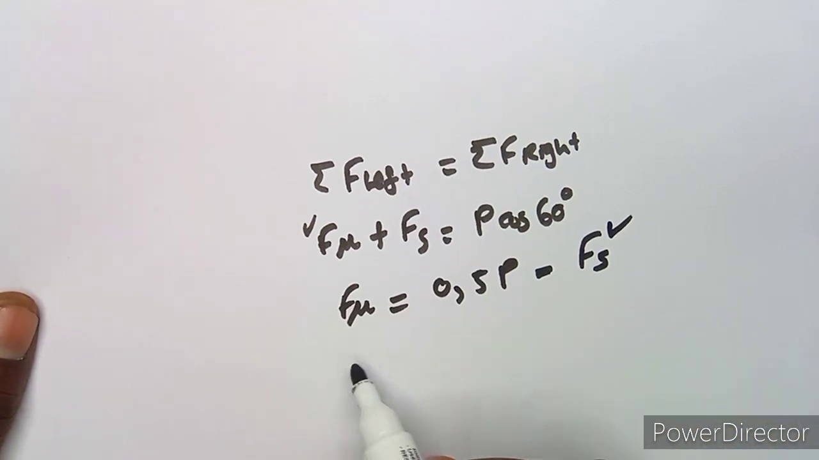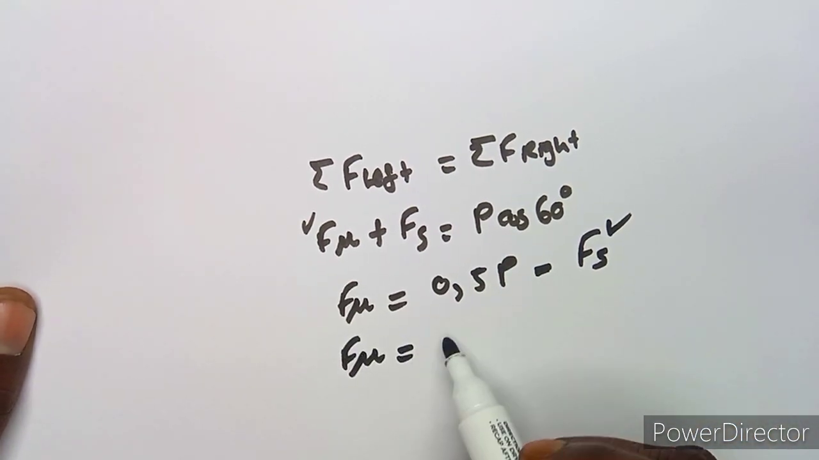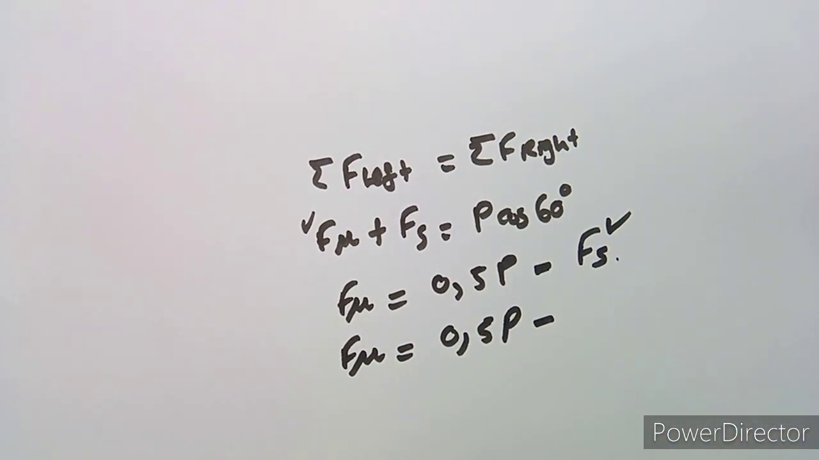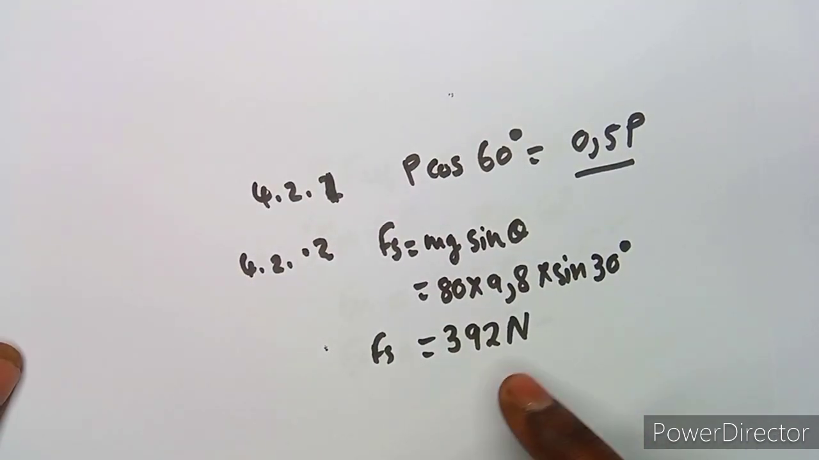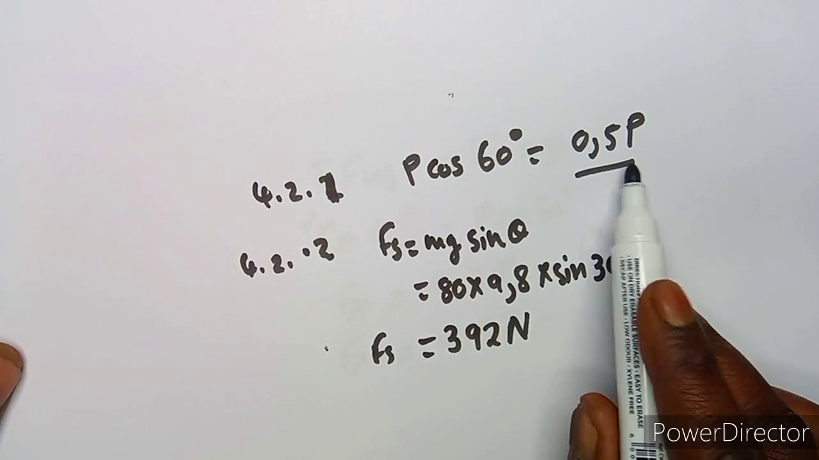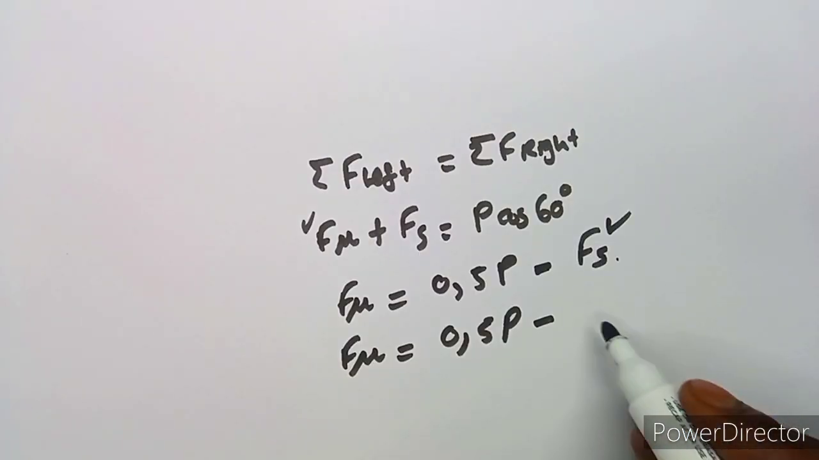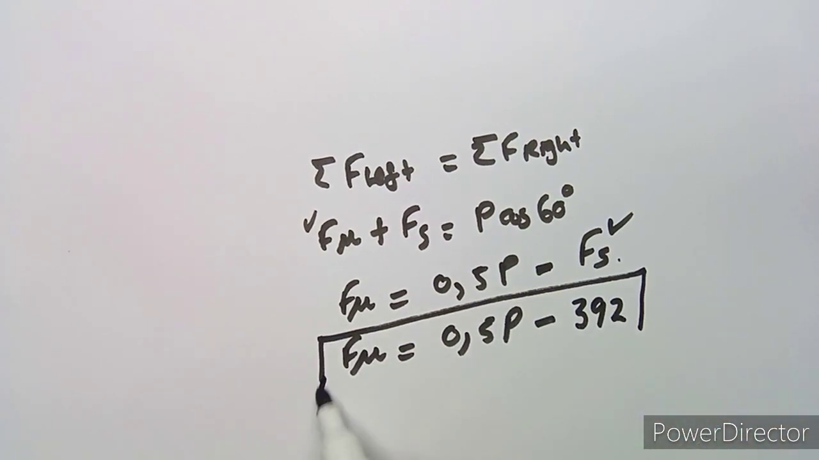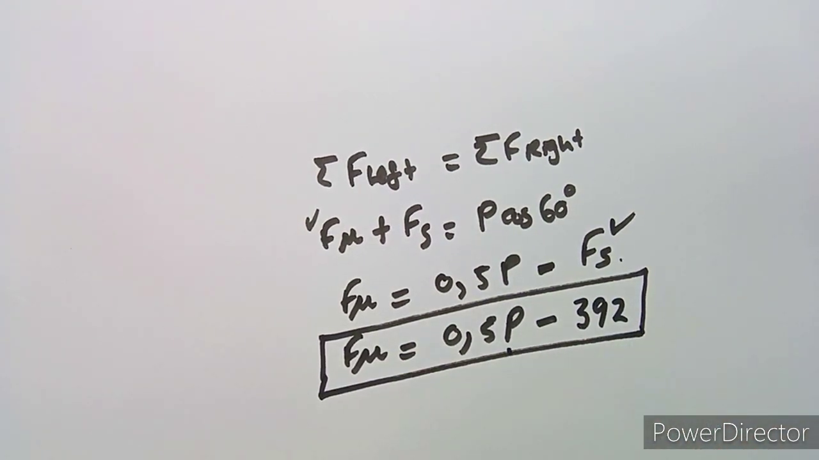And this one we have got again. So your frictional force is going to be 0.5 P minus, you're not going to calculate this because you calculated it before, so you're just substituting your Fs here, which is 392. As we can see, this is our frictional force in terms of the unknown, which is P. So we need the normal reaction because it's part of our formula.